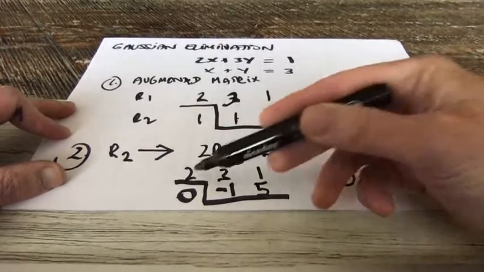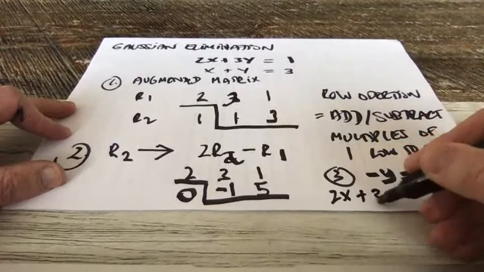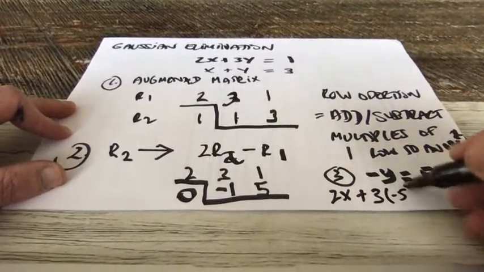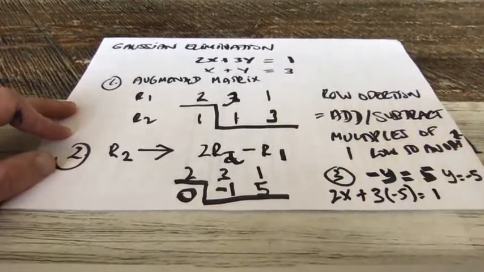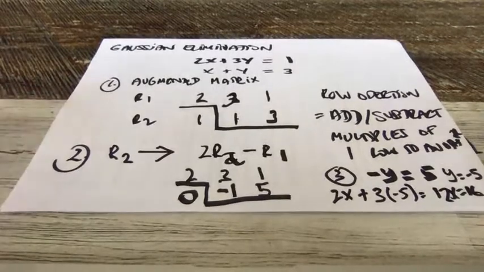And then you go back to the first row here, and you get 2x plus 3 times minus 5 is equal to 1. So you get 2x is equal to 16, and then you get x equal to 8. Deep sigh, folks. And that's what you do. That's how you use Gaussian elimination to solve 2 equations in 2 unknowns.